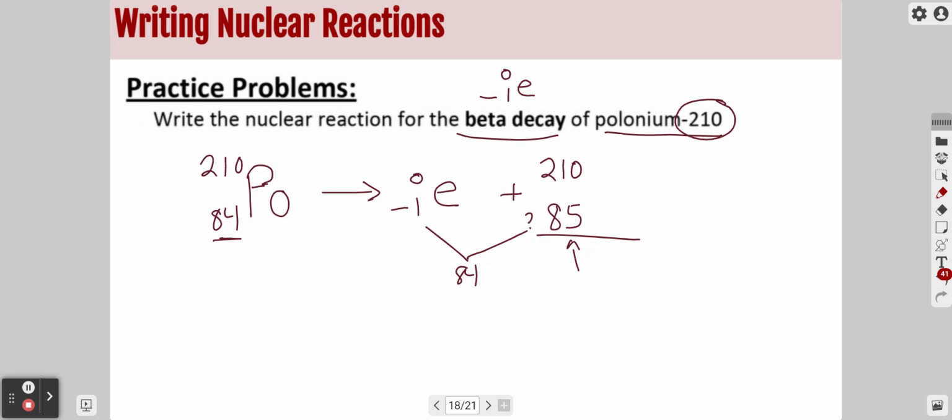And number 85 is astatine. So our new element is At. Now, remember, with all of these reactions that we're doing, there's always a ton of energy being released. A lot of energy.